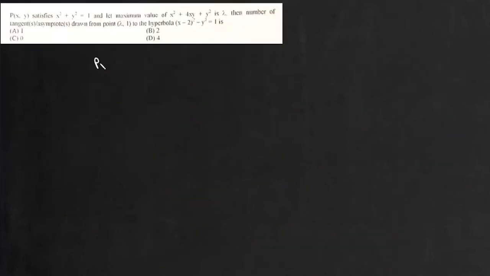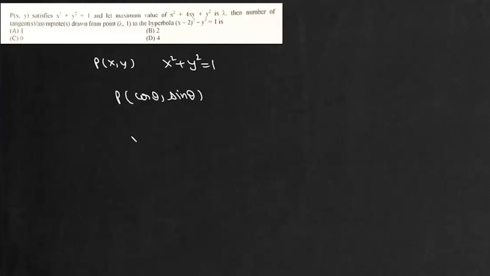Let P(x, y) be a point satisfying x square plus y square equals 1, which is a unit circle with center at origin. So what we'll do is we'll take this point P as (cos theta, sin theta). Now it says let the maximum value of this expression be lambda.